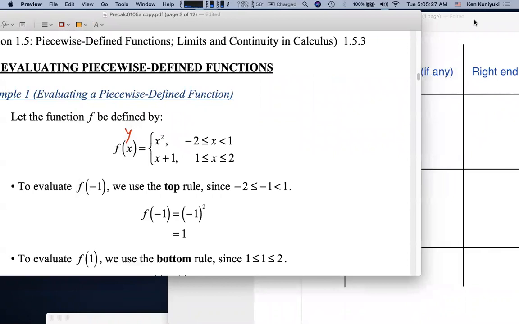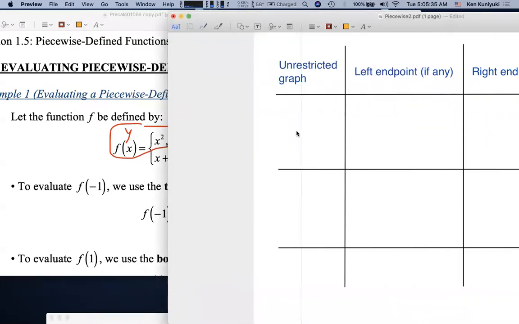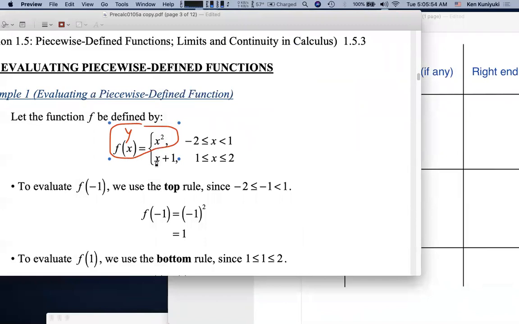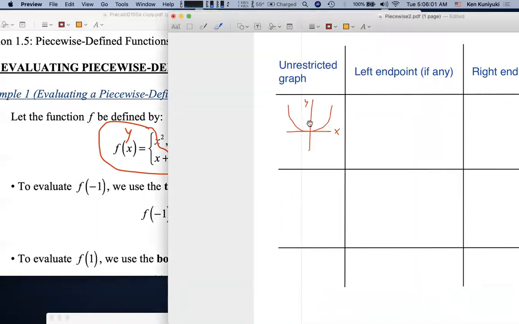Okay, so first off, let's consider the unrestricted graphs for these. How do you graph y equals x squared? Just a quick sketch. You don't have to be too accurate with this. Y equals x squared, that's going to be a parabola whose turning point, whose vertex, is at the origin. And how do you graph y equals x plus 1? You should know that from section 0.14 on lines. This was back in 1.3 on the gallery of graphs up here.